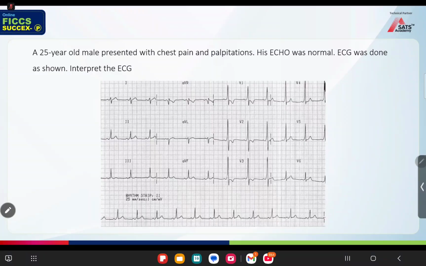Just a minute. 25-year-old male presenting with chest pain and palpitation. Echo was normal. ECG was shown. There is T inversion in V1, V2, V3.